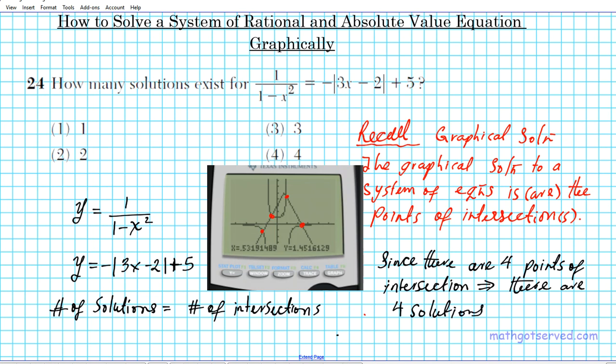And if you look at the options that we have here, the answer to question number 24 is option number 4.